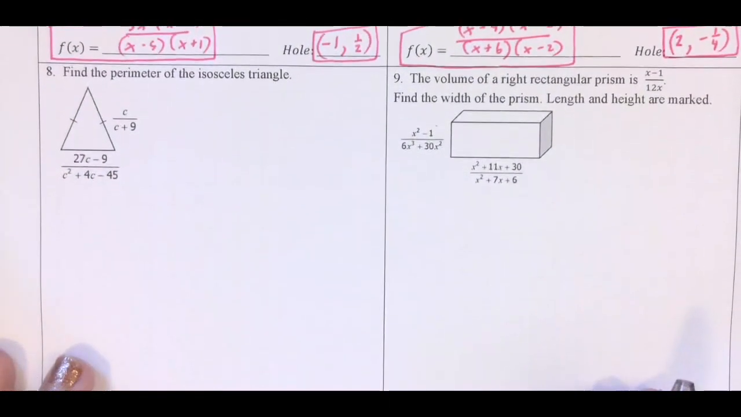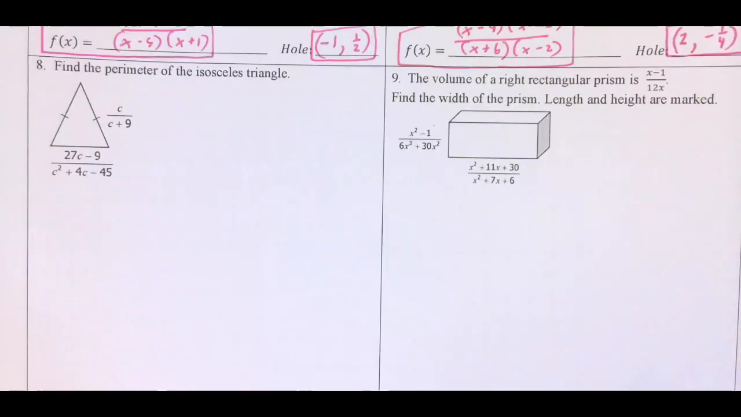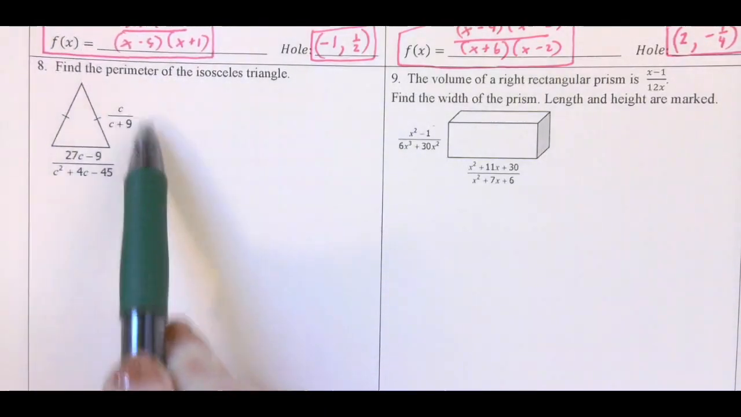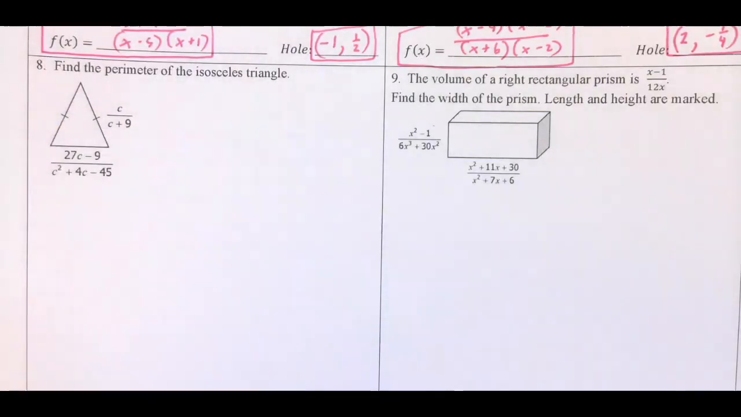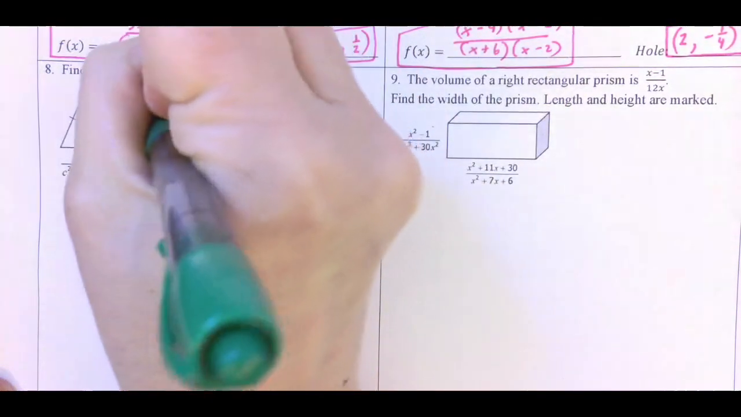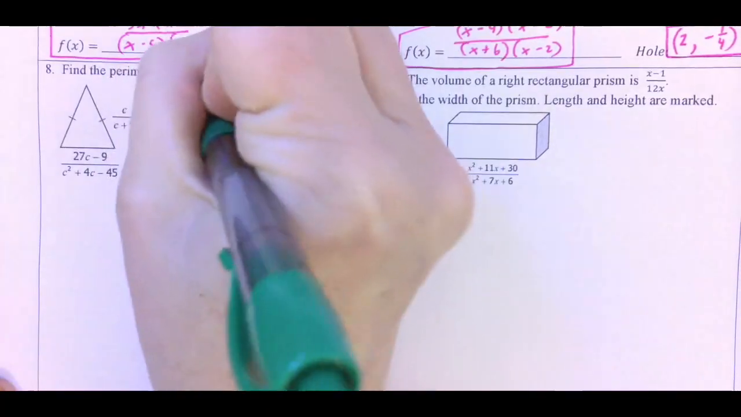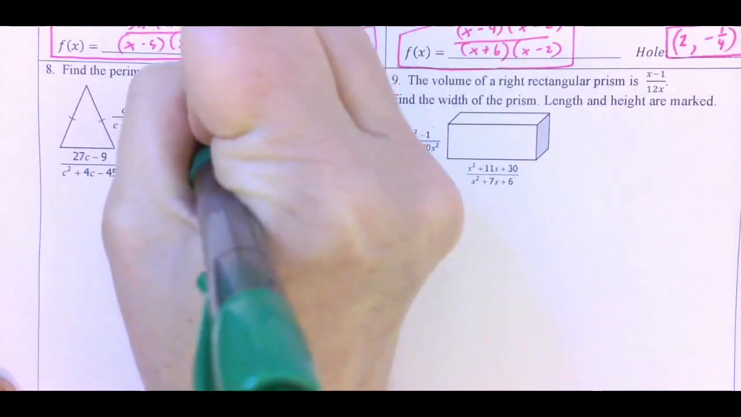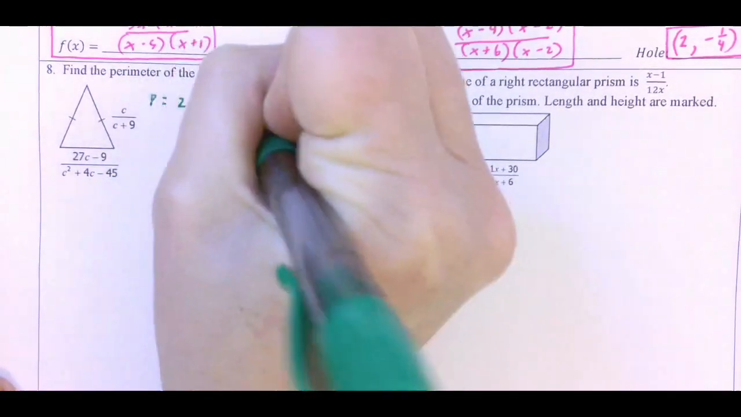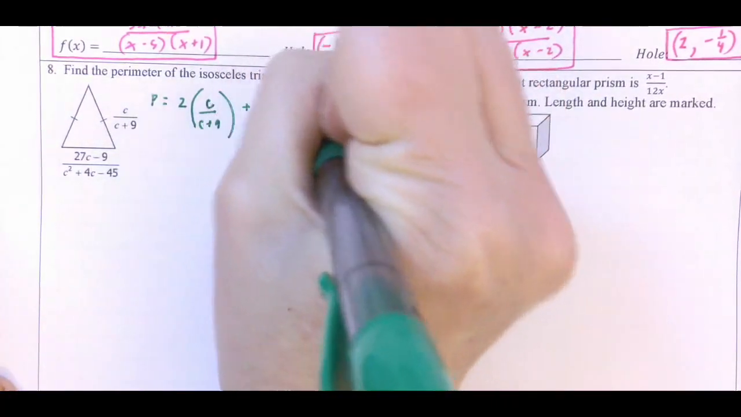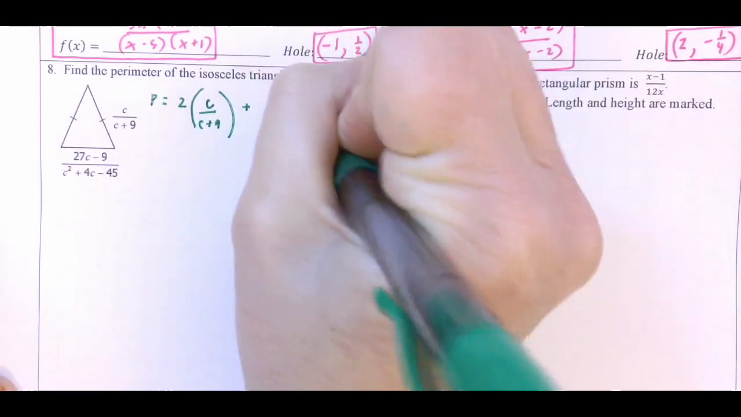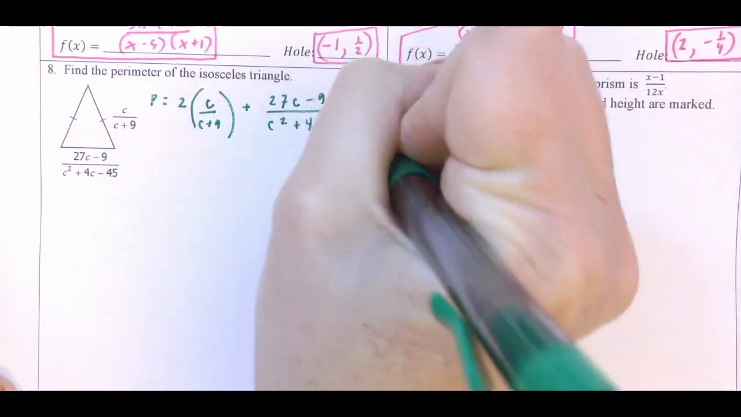So here, can we find the perimeter of the isosceles triangle? The perimeter means add up all the sides. And since these two are the same, I could start by saying that my perimeter is 2 sides that are both c over c plus 9 plus 27c minus 9 over c squared plus 4c minus 45.